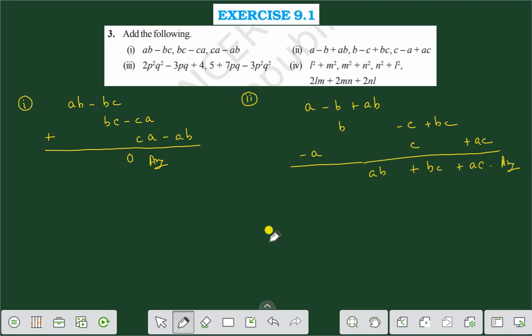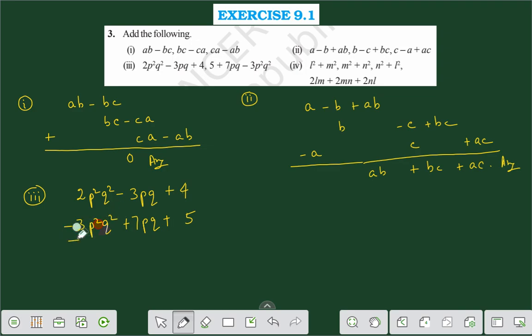Now solve question number 3. That is 2p square q square minus 3pq plus 4. We are adding with plus 5, we'll write 5 here, plus 7pq, and minus 3p square q square.